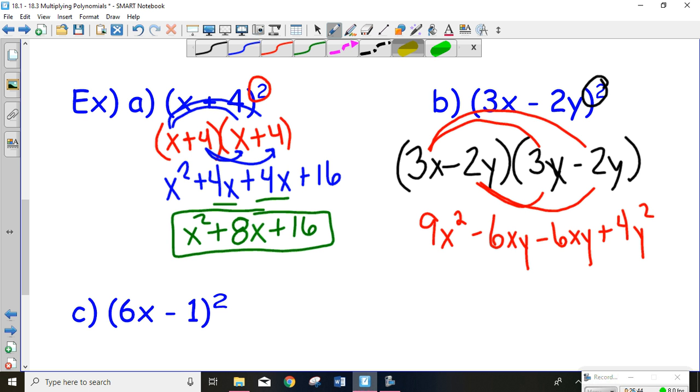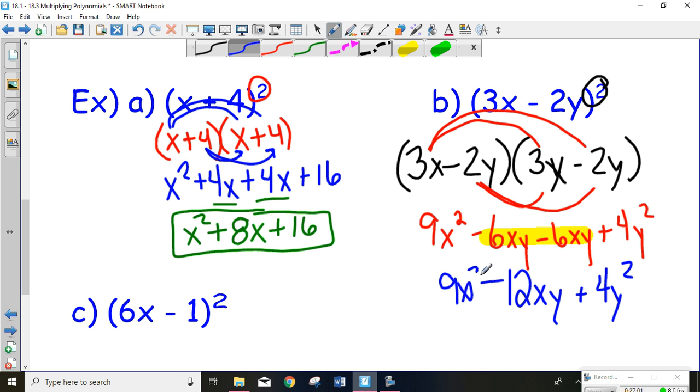Again, I'm going to ask myself, is there anything I can combine together? In this case, I can combine those middle two, which would give me a negative 12xy. Don't add the exponents. I'm adding, so I keep them the same. Drop down the 4y squared and drop down the 9x squared. And there's my answer.